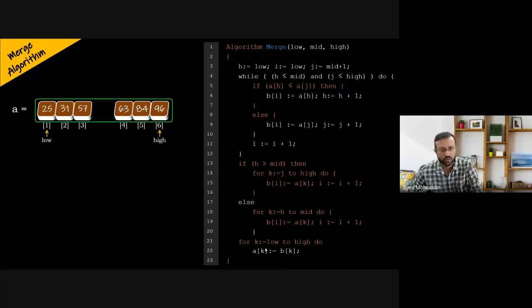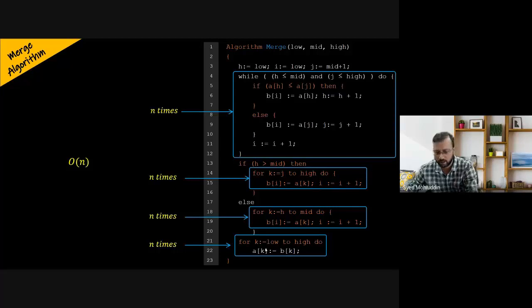Now we will look at the complexity of this merge algorithm, not merge sort. Before moving further, we look at the complexity of the merge algorithm. This is the while loop. How many times will this while loop run? It will run until h becomes greater than mid and j is greater than high.